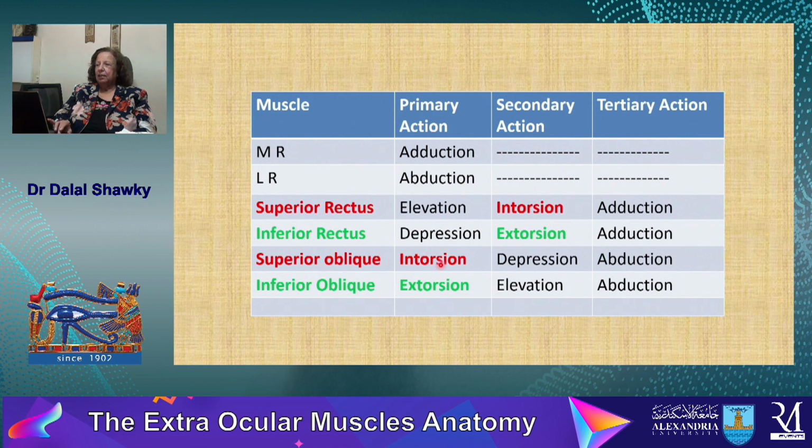Superior oblique, the primary action, because it is nearer to the visual axis by the 39°, causes intorsion and inferior oblique extorsion, and the secondary action is the depression and elevation by superior oblique and inferior oblique. I want to tell you something. The muscles above the globe, as superior rectus and superior oblique colored in red, are causing intorsion of the globe, while the muscles below the globe have an extorsion movement.